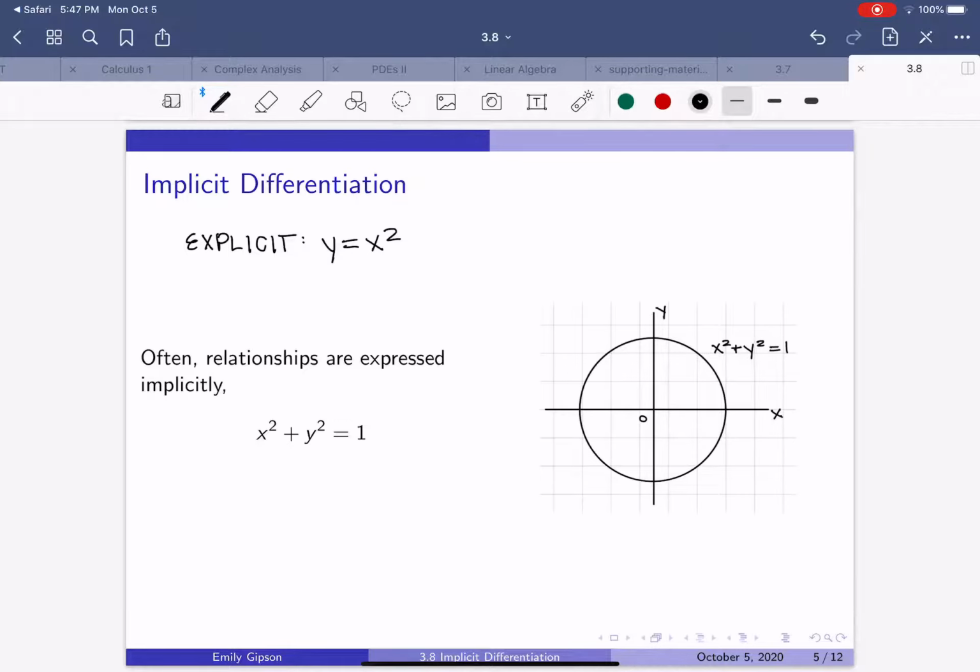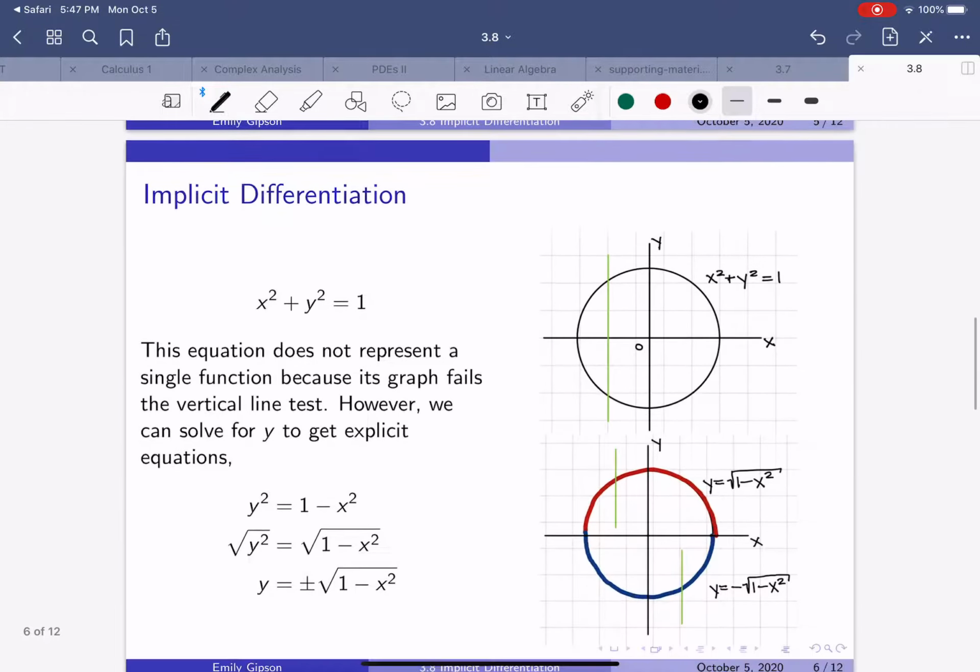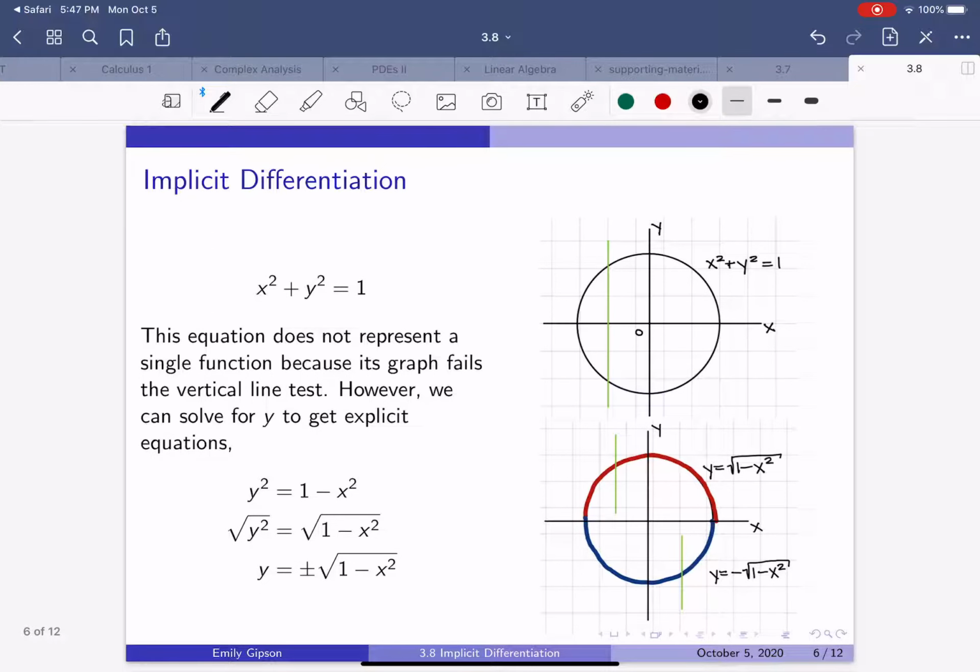And that is, in order to get something that looks like y equals something on the right-hand side, we're going to have to do a lot of legwork to isolate y, and in fact, we can do that. So we see when I have my function set up as x squared plus y squared equals 1, I do not pass the vertical line test. And so it does not represent a single function. However, we can solve for y to get explicit equations. So here I just do the work to solve for y, and y equals plus or minus the square root of 1 minus x squared.